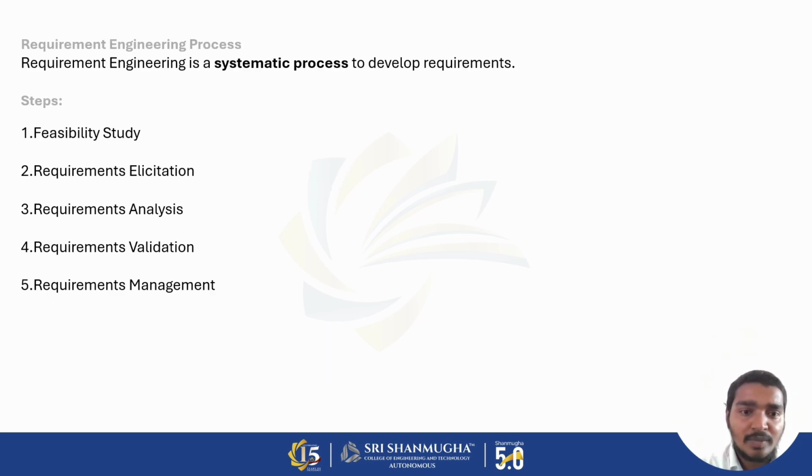So the requirement engineering process. So what is requirement engineering? This is a systematic process to develop requirements. The user can give the data, and it collects it in the systematic requirement process. So the steps are feasibility study, requirement elicitation, requirement analysis, requirement validation, and requirement management. They are performed in requirement engineering.